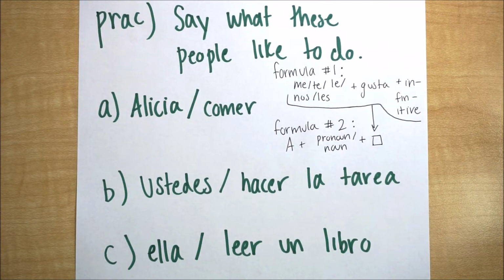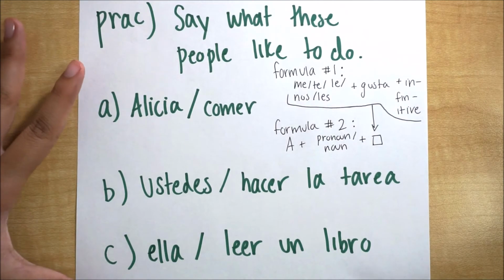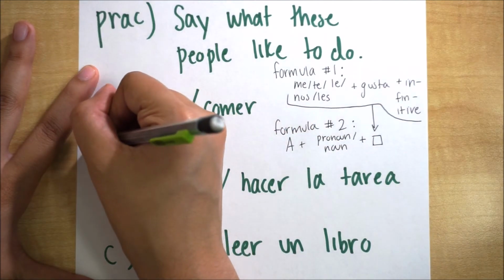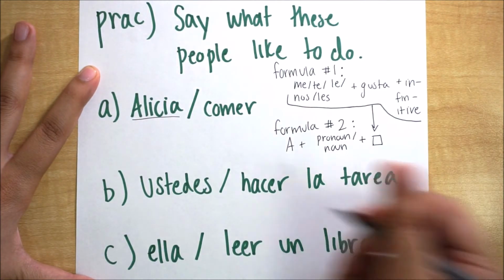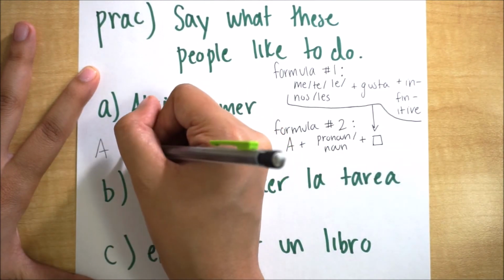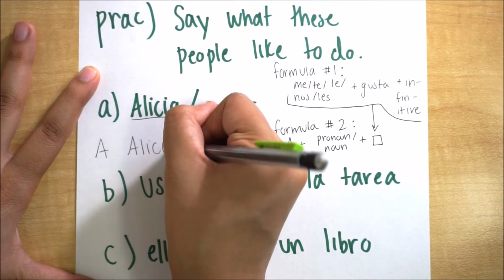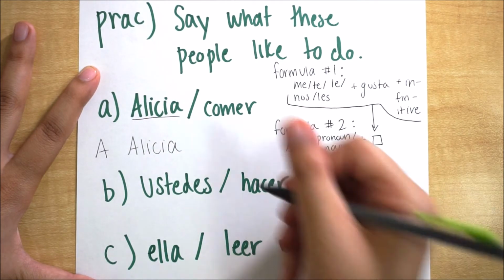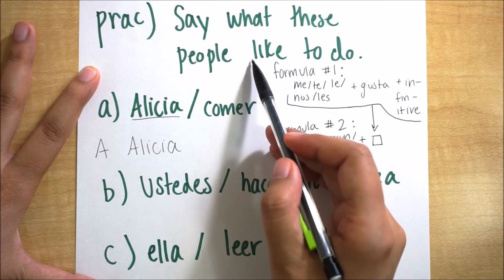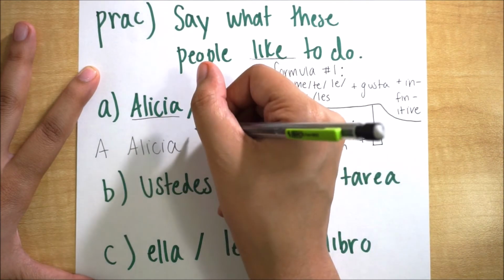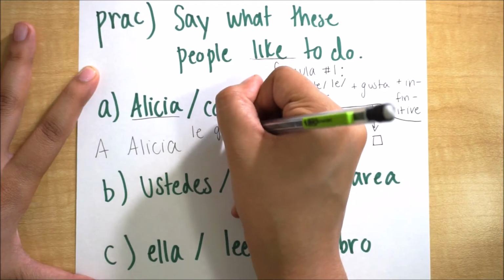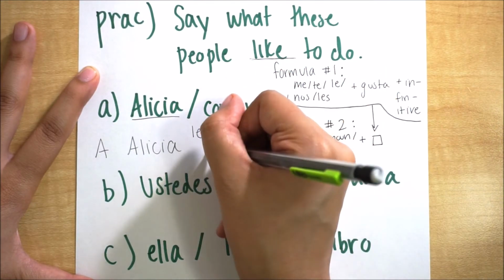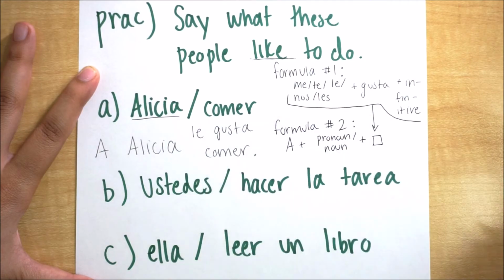All right, so let's go ahead and get started. So I'm going to first do Alicia comer. All of these parts can be written in 2 ways. So if you did one of the 2 ways, that is great, and you did a wonderful job. All right, so we have Alicia comer. I'm going to use the second formula. I want to specifically refer to Alicia. So I'm going to say a Alicia, meaning a plus our noun, plus le, gusta. So le is because I'm talking about Alicia, which is a she. So a Alicia le gusta comer, which means Alicia likes to eat. All right, so that is correct.